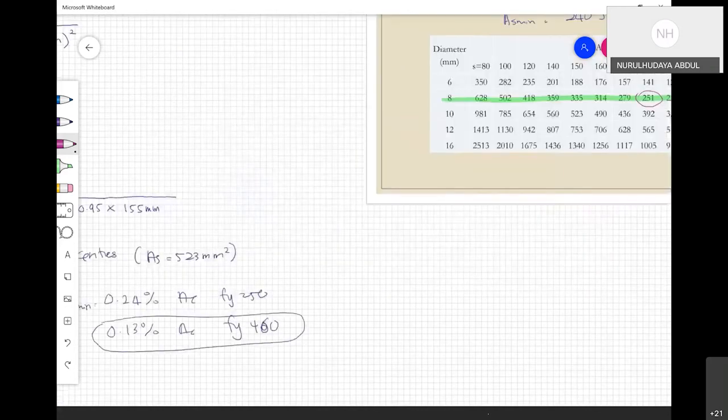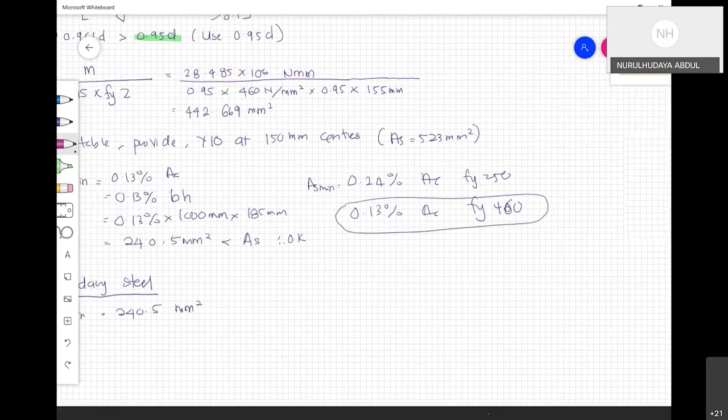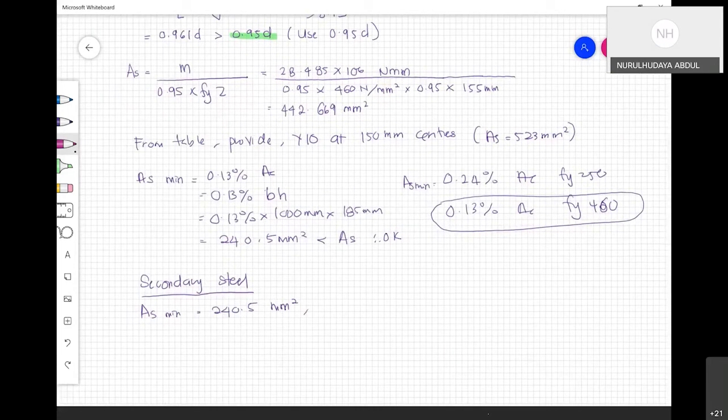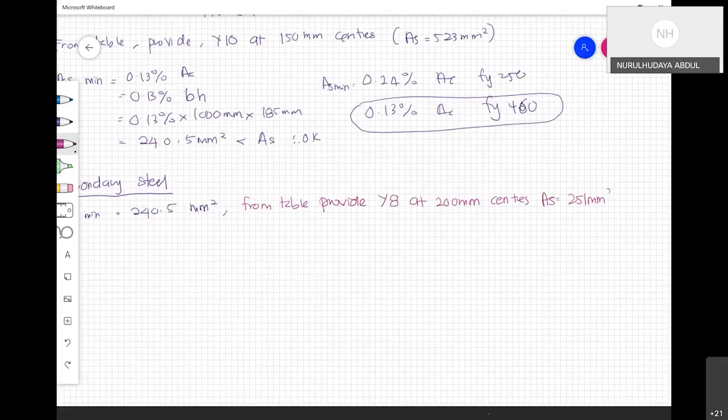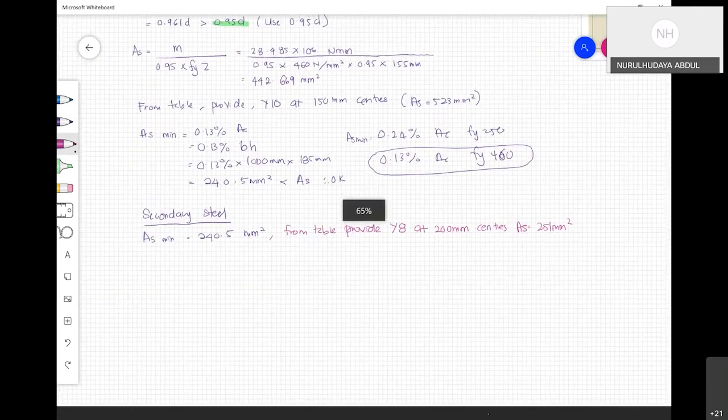Okay. So here I tulis from table provide Y8 at 200. Okay, jadi inilah our design lah. Tapi kita kena ingat kita masih lagi kena check for shear reinforcement ataupun sebenarnya benda ni kita checking saja, sebenarnya normally tak pakai pun tapi dia suruh juga check, so kita check lah.